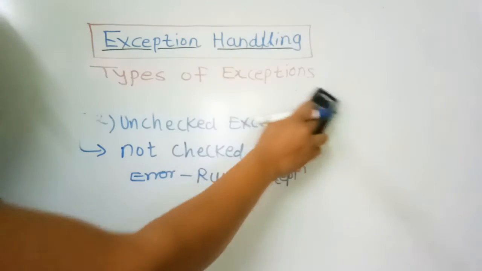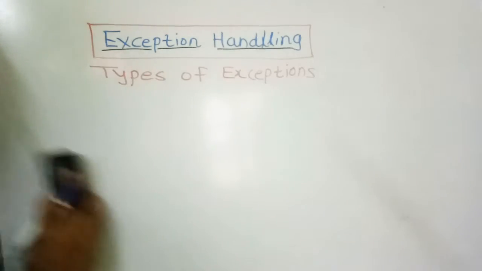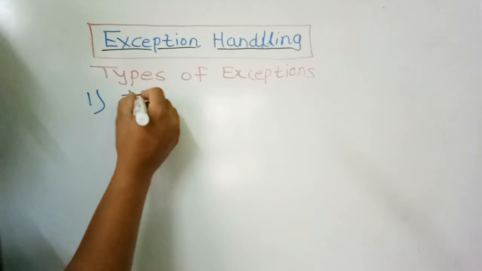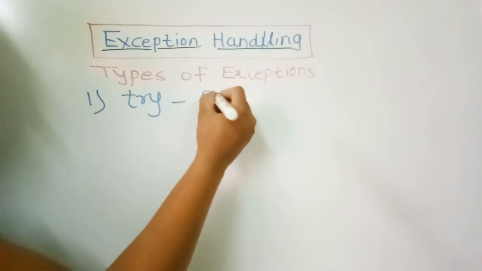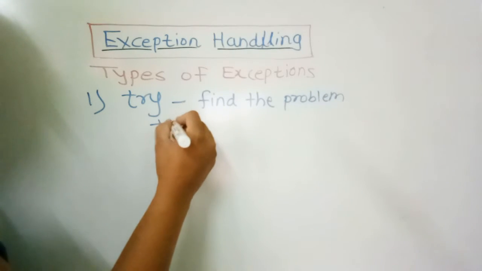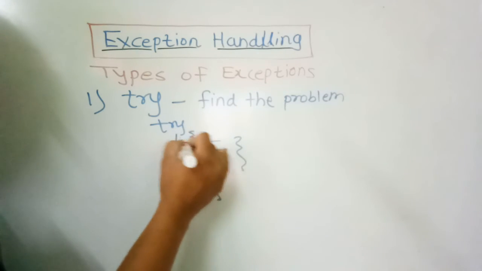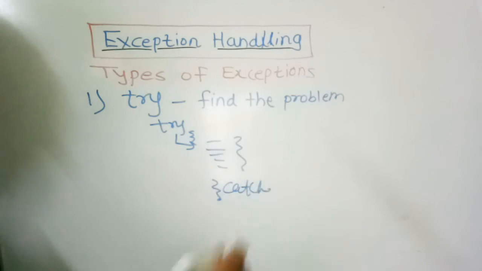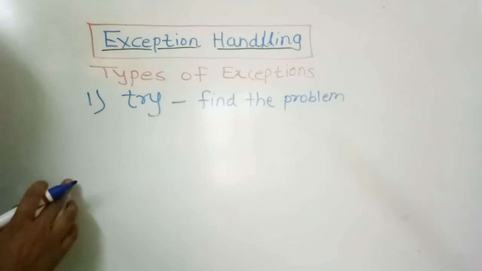Now we will list the different exception handling mechanisms available in Java programs. First is the try mechanism. What is try? It finds the problem. The main logic of your program is written in the try block. After executing it, it has the idea of the errors, and those errors will be passed to the catch mechanism. So the task of the try block is finding the problem.